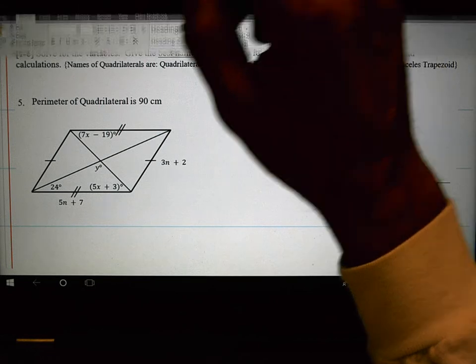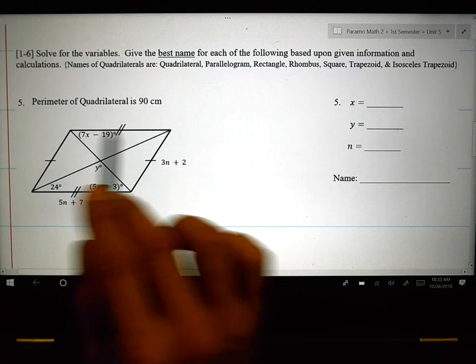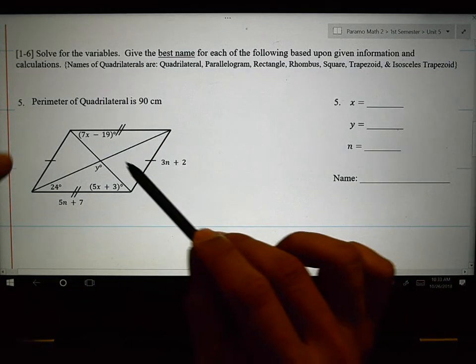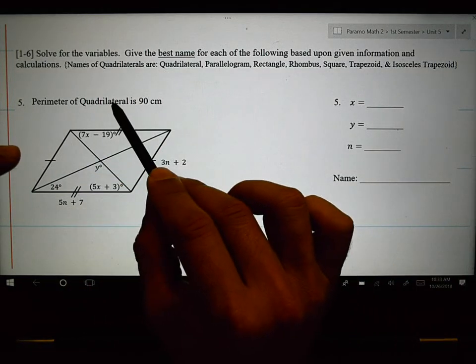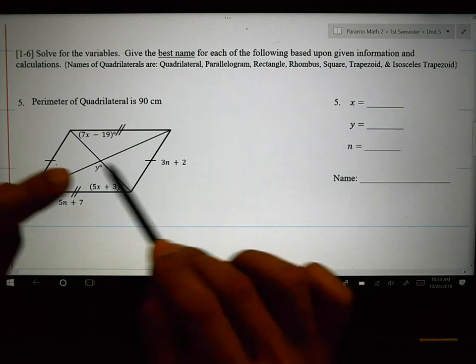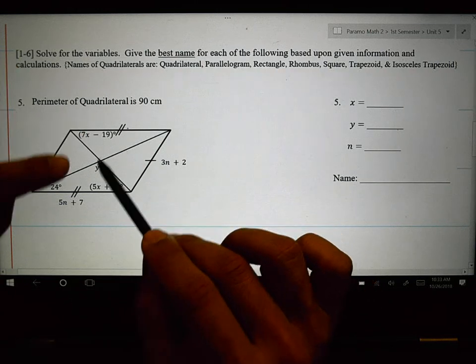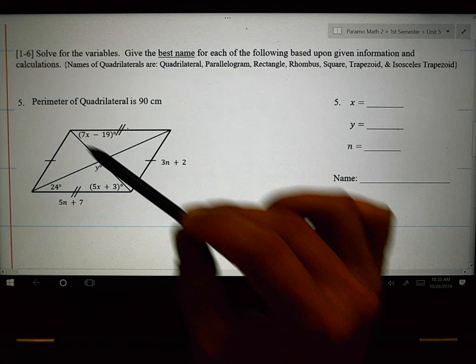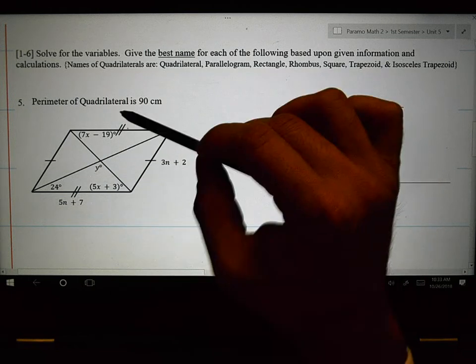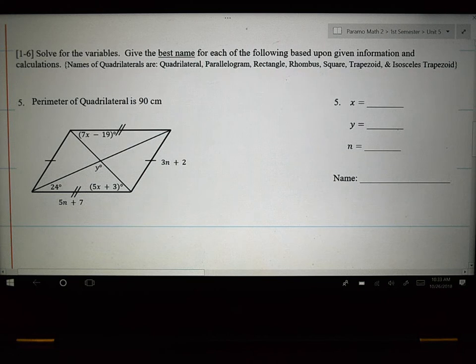So, when you look at this shape, it says it's a quadrilateral. Well, let's see if we can be more specific. This side is congruent to this side. It has the congruent marks. This side is congruent to this side. When the opposite sides are congruent, that gives this a very specific name. Do you know what the name is? If you do, tell the person you're sitting next to what the name of it is.